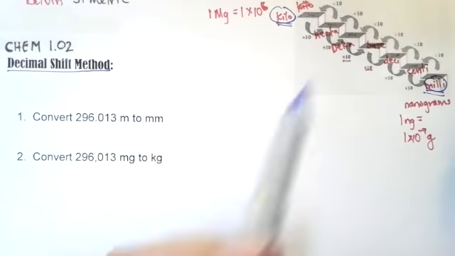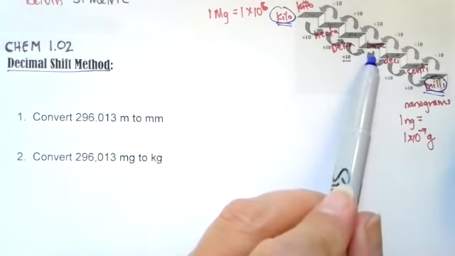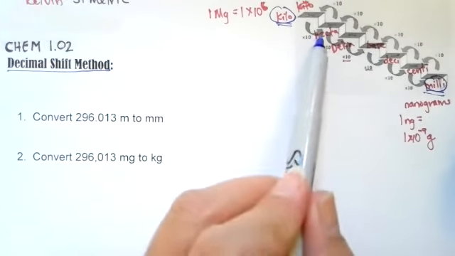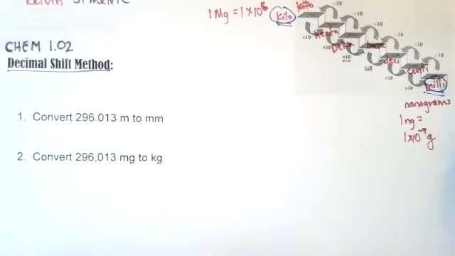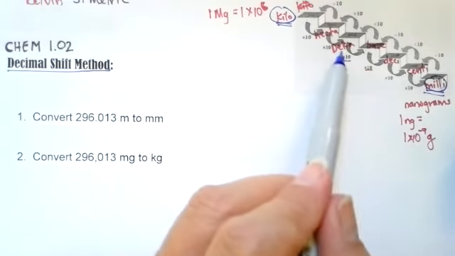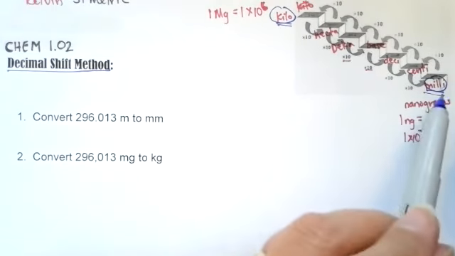Whatever unit we have in the middle is our base unit: gram, meter, whatever. So you'd have kilometer, hectometer, decameter, meter, decimeter, centimeter, millimeter. Or if it was grams, same thing: kilogram, hectogram, decagram, gram, decigram, centigram, milligram.